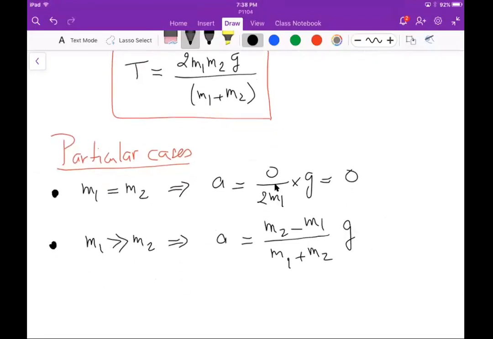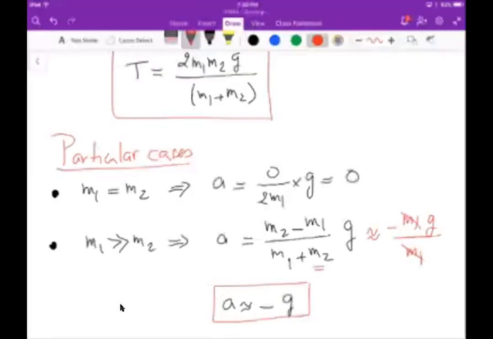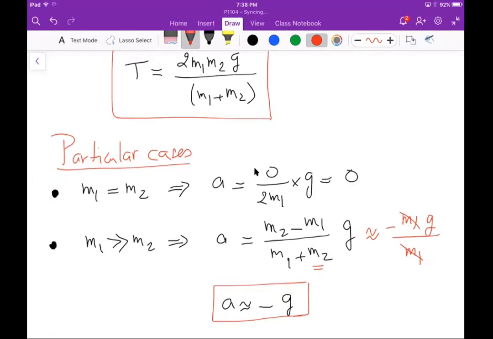So if M1 is very big compared to M2, then this M2 is very small. So this would be approximately equal to minus M1 G divided by, here also M2 would be neglected in front of M1. And so we end up with M1. And so then if you just cancel out M1 and M1, you end up with A approximately equal to minus G. And as you can see, when A is equal to minus G, that means that the object is simply in free fall. So the mass M1 would simply fall down and there is no impact of the smaller mass. It does not play any role. So that's it for this example.